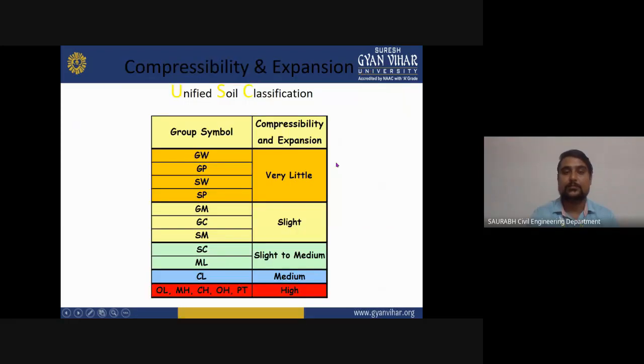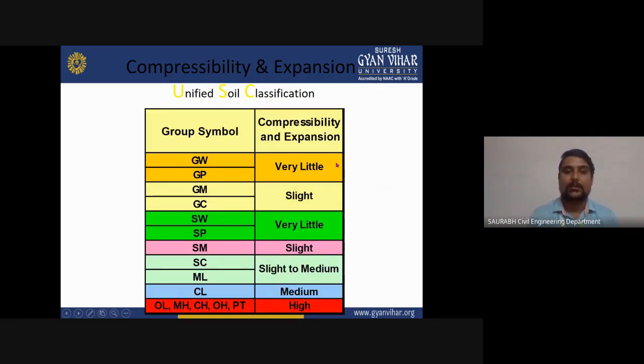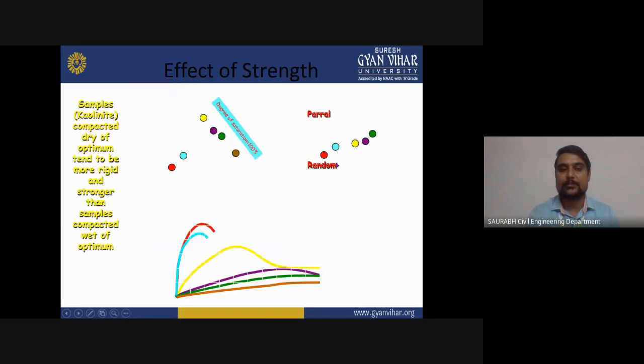Now we will see the compressibility and expansion of the Unified Soil Classification. Here is a group symbol which is also showing the compressibility and expansion of these soils. As you can see here, these five soils will give very little, this is very slight, this will be slight to medium, and medium to high. And this is also the group symbol which is showing the compressibility and expansion relationship of a soil.